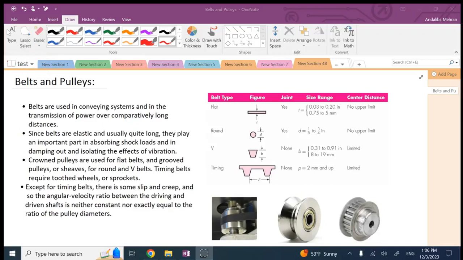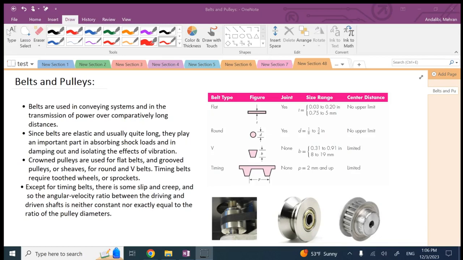Hello everyone. In this video I'm going to talk about belts and pulleys, a very common element in engineering used in lots of different machines. You can see it in your car and in many other places. The goal of a belt and pulley is to transfer power from typically one shaft to another.